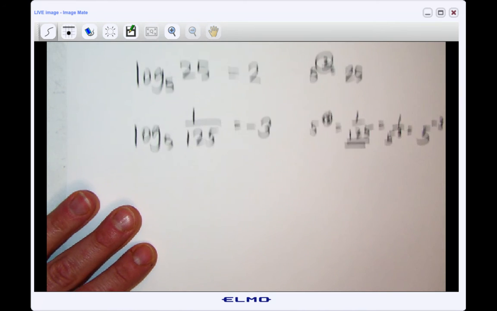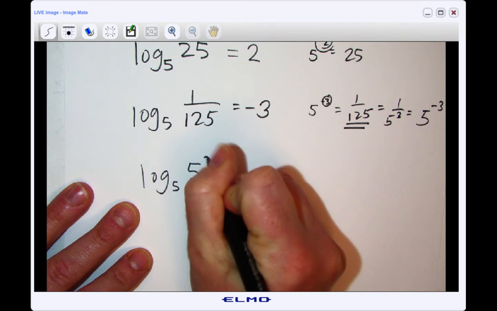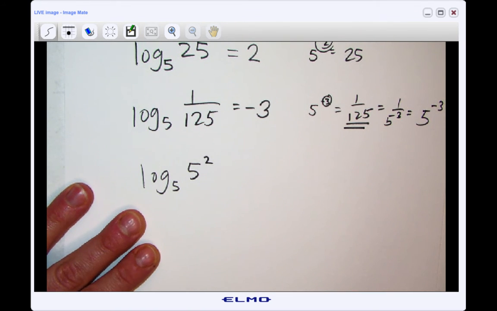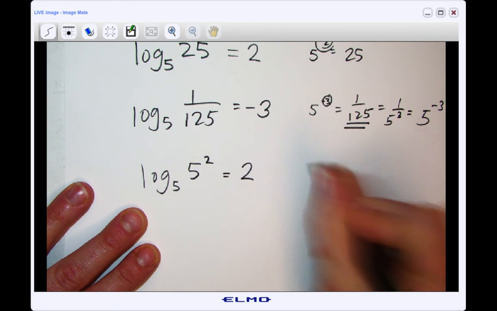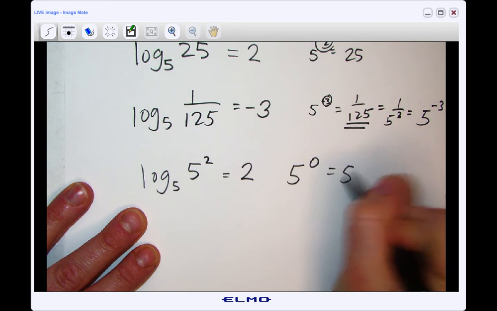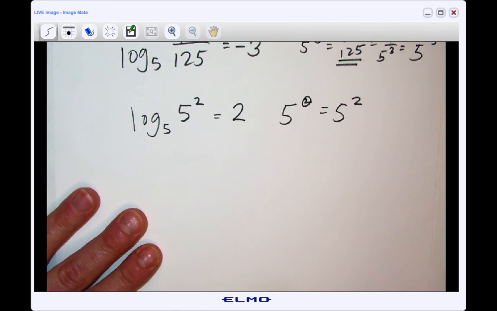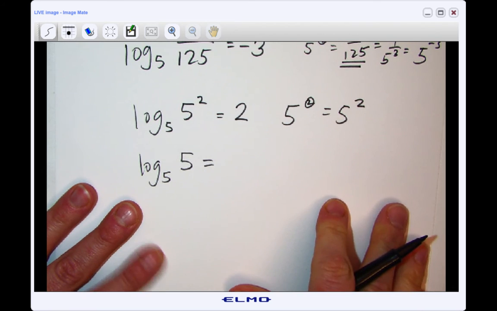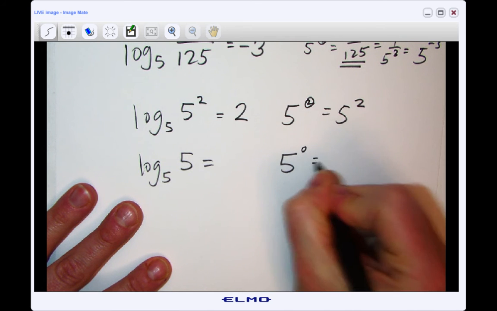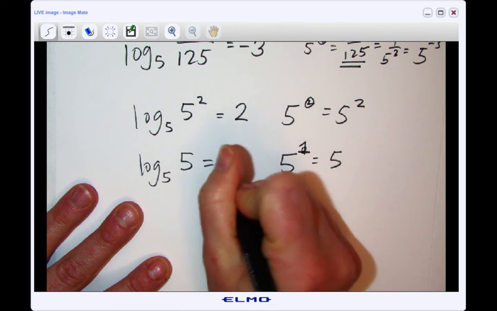All right, let's just do a couple more. Log base 5 of 5 squared. So this is, what do I have to raise 5 to get 5 squared? Hopefully everybody is screaming right now that it's a 2, right? Obviously, it's a 2. How about this one? Log base 5 of 5. What do I have to raise 5 to get 5? 5 to the what is equal to 5? Well, clearly that's a 1.